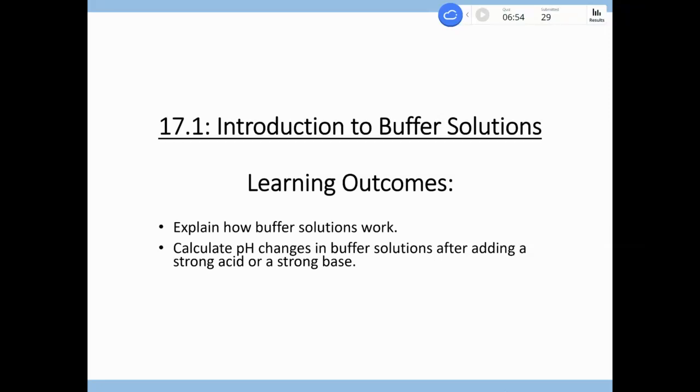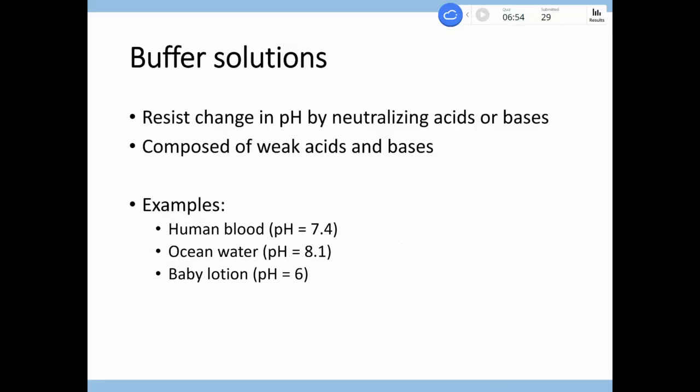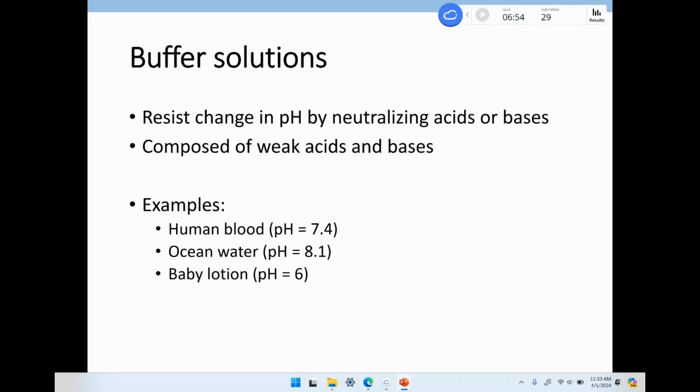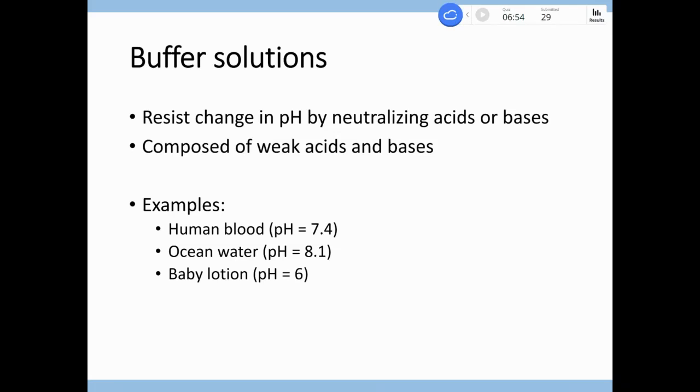So we'll explain how buffers work and then calculate pH changes in buffer solutions after adding strong acid or strong base. So think about your lab as you're learning or as we go through these slides. In general, buffer solutions resist a change in pH by neutralizing any other acids or bases that are added to solution. Because of everything that's already present in a buffer solution, you can think about it as buffering the pH change. So it resists any change to pH if you're adding other acid or bases to solution.